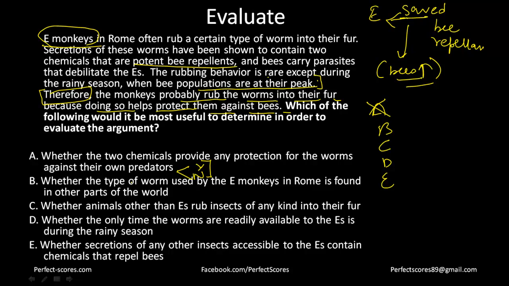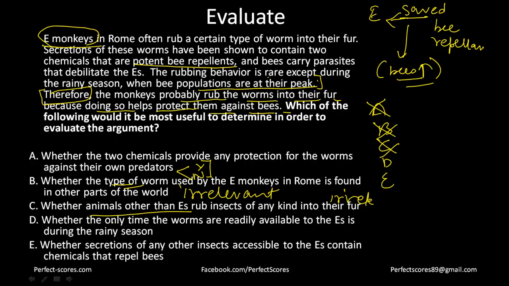Option B says, whether the type of worm used by the monkeys is found in other parts of the world, totally irrelevant to the question. So B is also incorrect. C says, whether animals other than the monkeys rub insects of any kind into their fur, totally irrelevant. We are talking about the monkeys only.